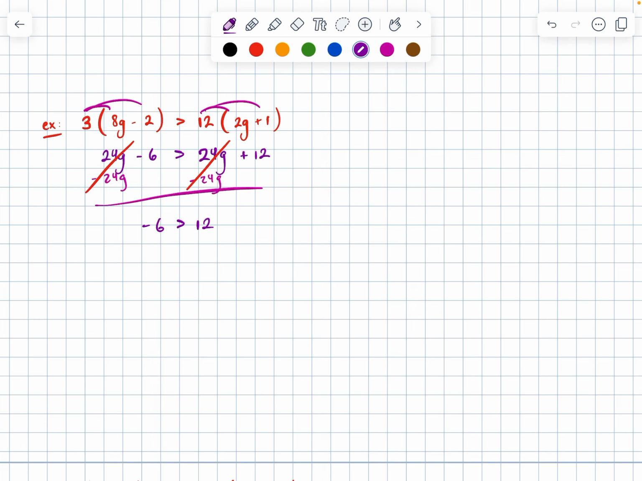So I'm left with negative 6 is greater than 12. What do we think? True, false? Well, negative 6 is not greater than 12. So I can't make this true. This is a fundamentally false statement. So this inequality can never be true. It has no solution. Cool.